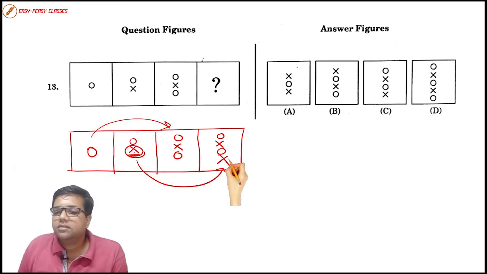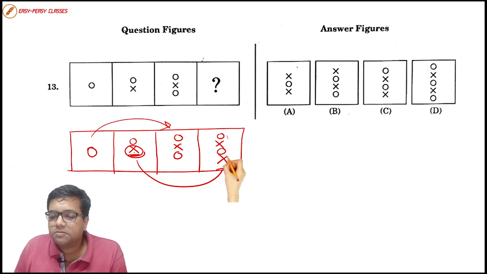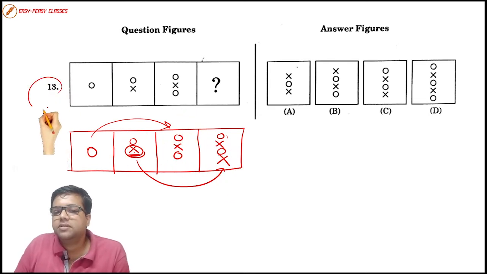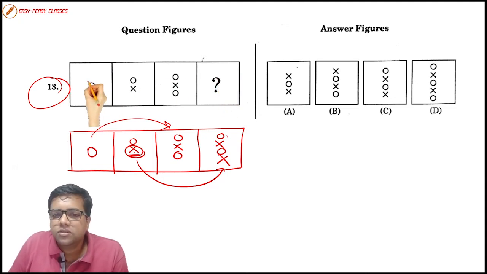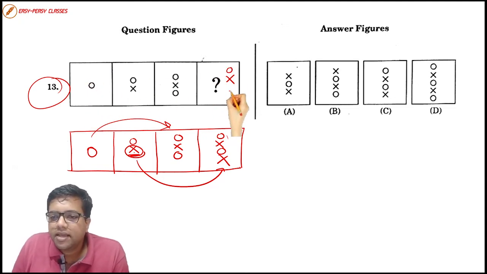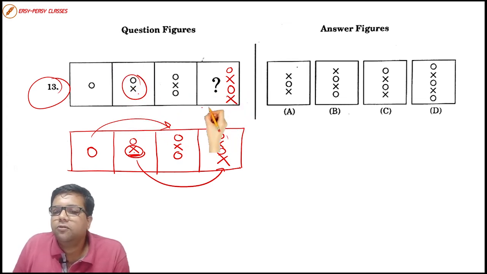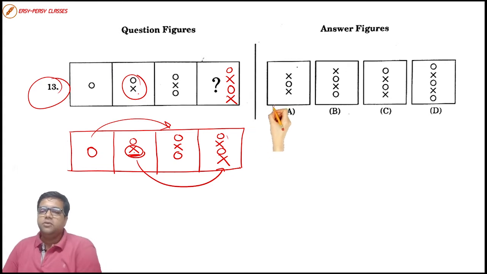Let us see what I have explained to you here. It has been represented in question number 13. The same thing has been asked here. So O is here, X is here, O is here. X will always come below O. The fourth step will also get an X below O.